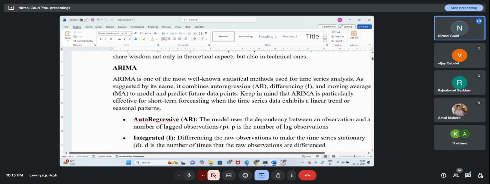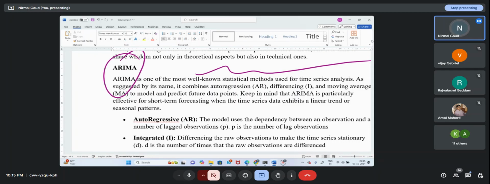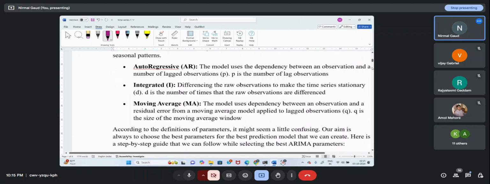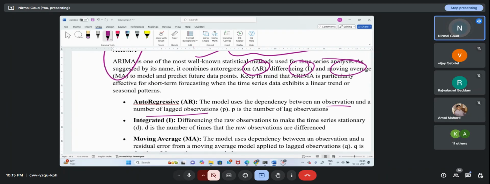Okay, and the famous model which I use mostly is ARIMA, a well-known statistical model. Its full form is auto-regressive integrated moving average. So auto-regressive means dependence between an observation and a number of lagged observations. Lags. So we do calculate lag here.